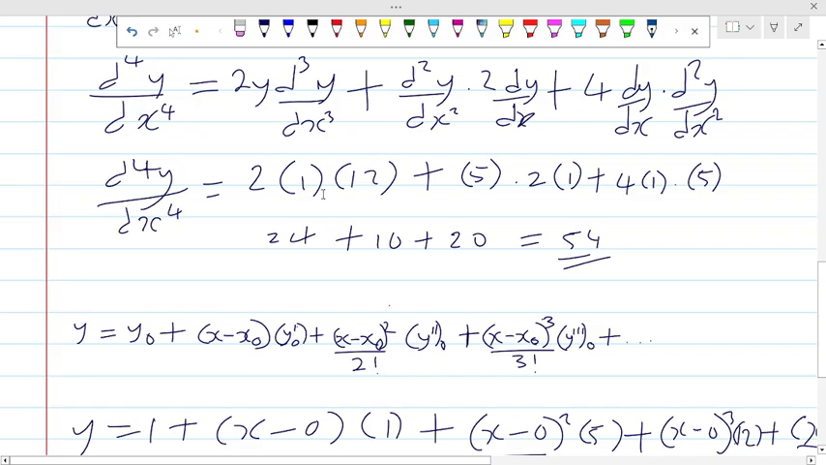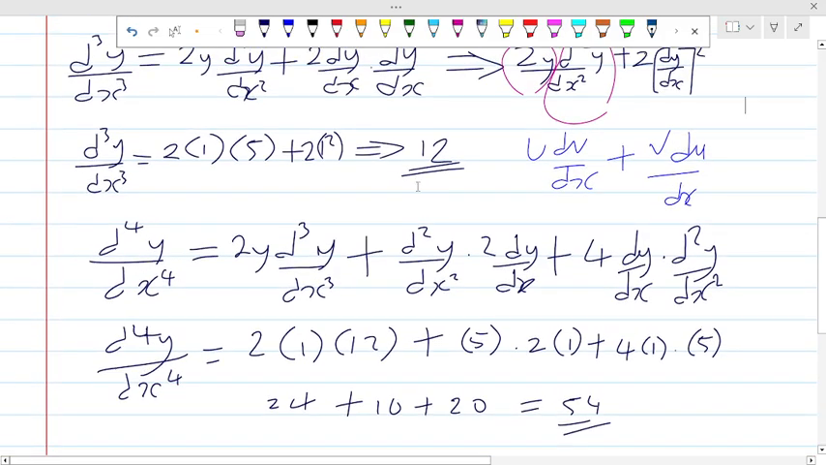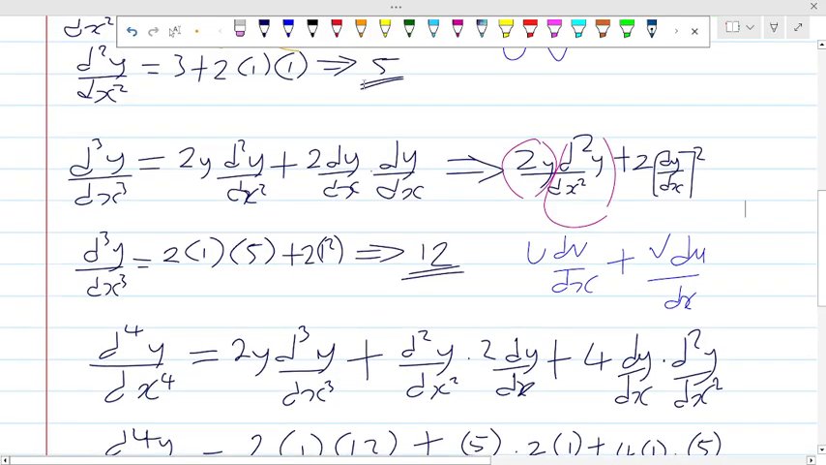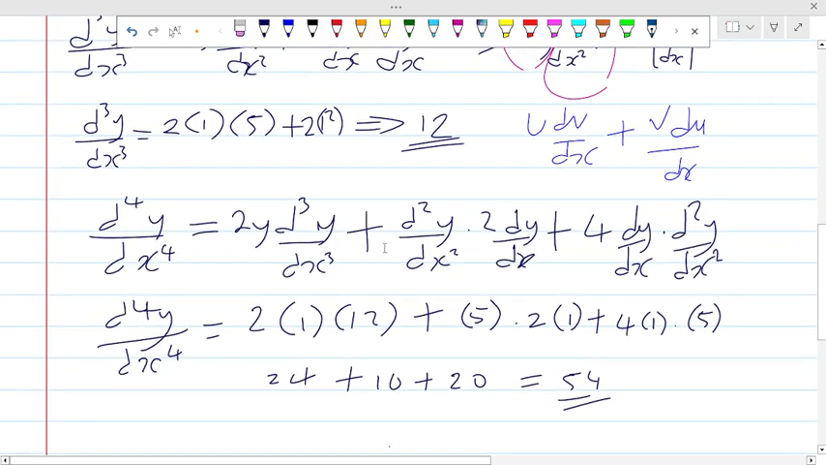All right, now so we just put in the terms. Y of course is 1. Our third derivative is 12. Let's check it out to be sure. Yeah, third derivative is 12 plus second derivative is 5. Am I sure? Yes, second derivative is 5. Yes, it's 5. Then this 2, look at it here, 2. First derivative is 1. 4, look at the 4 here. First derivative is 1, second derivative is 5, and you just do the math. This will give you 24, this will give you 10, and this will give you 20. You sum that up, give you 54 as your first derivative.